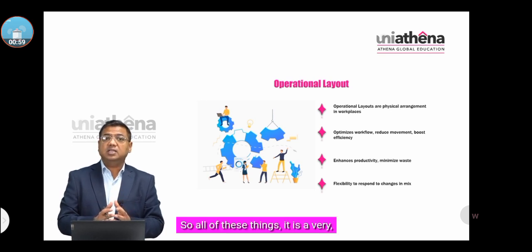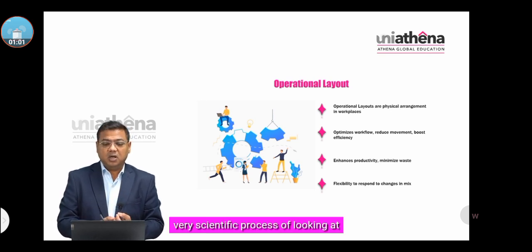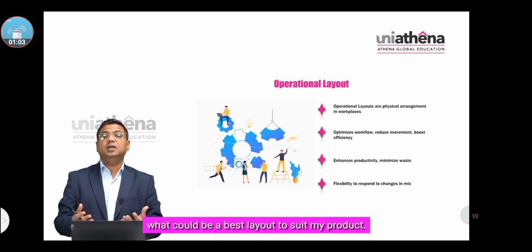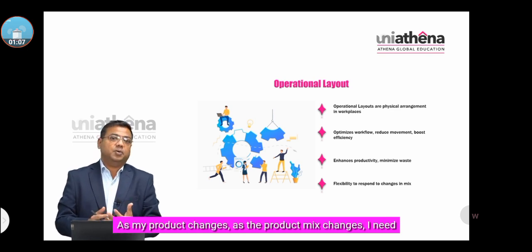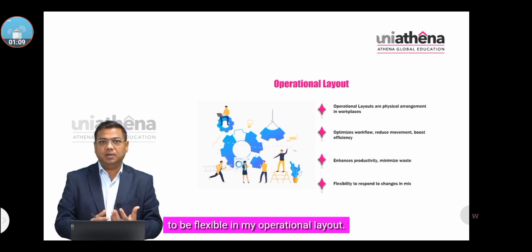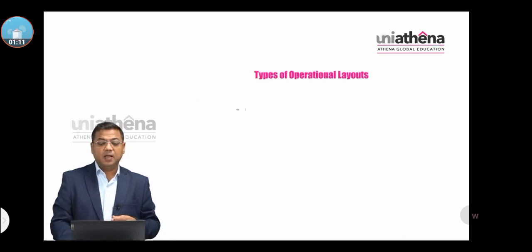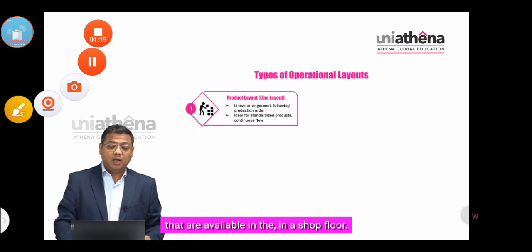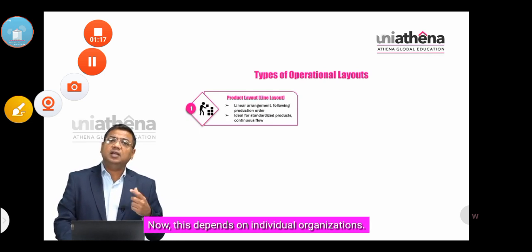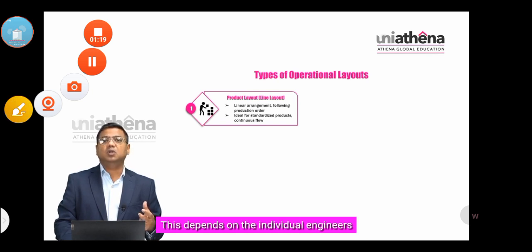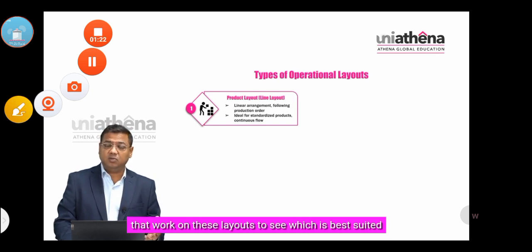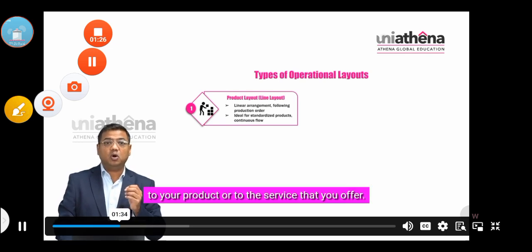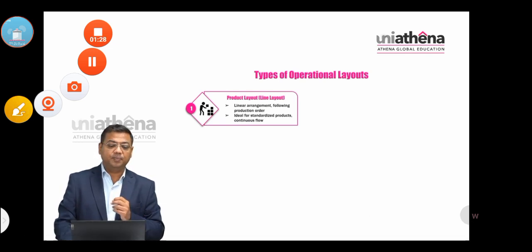So all of these things, it is a very, very scientific process of looking at what could be the best layout to suit my product. As my product changes, as the product mix changes, I need to be flexible in my operational layout. There are various types of operational layouts available on a shop floor. This depends on individual organizations, and on the individual engineers who work on these layouts to see which is best suited to your product or to the service that you offer.